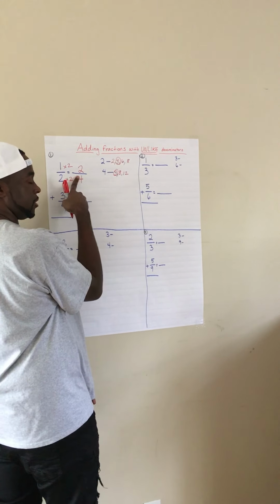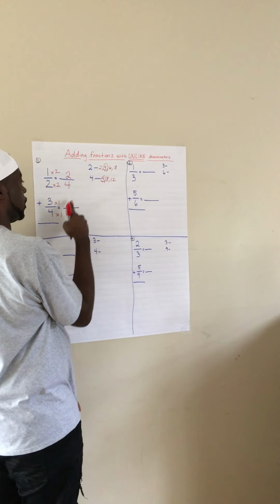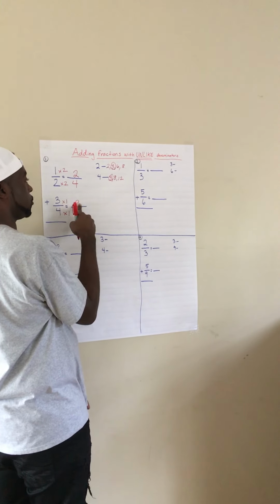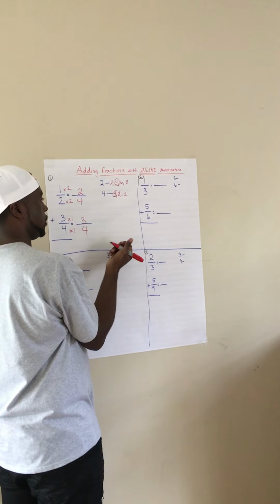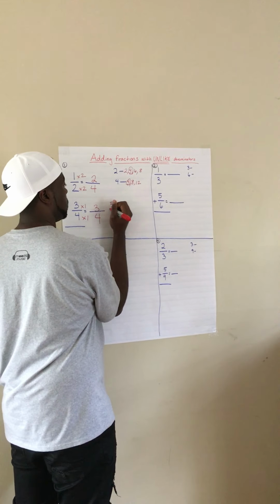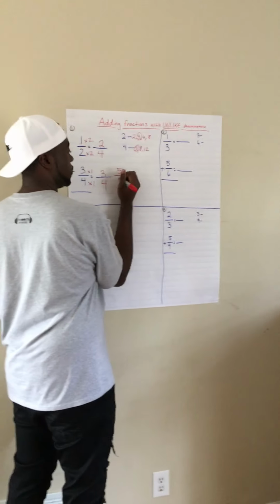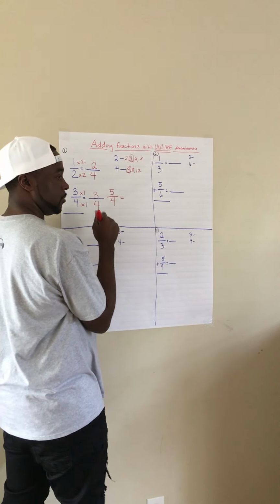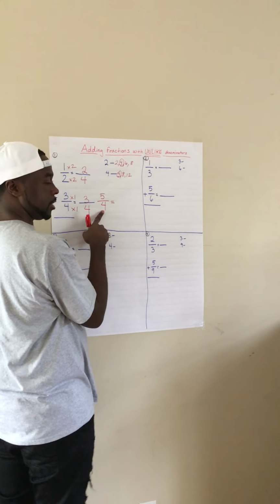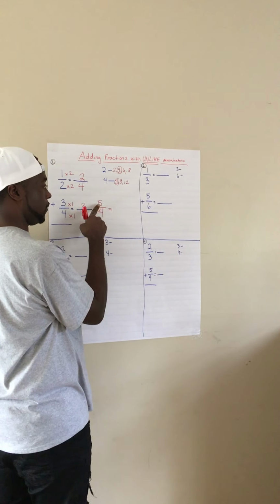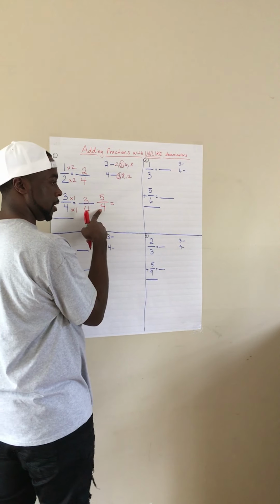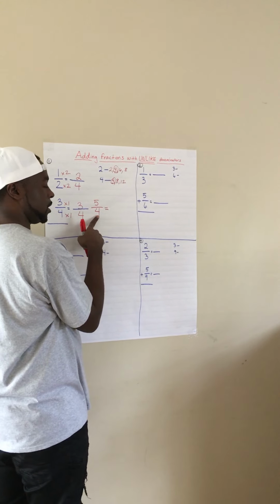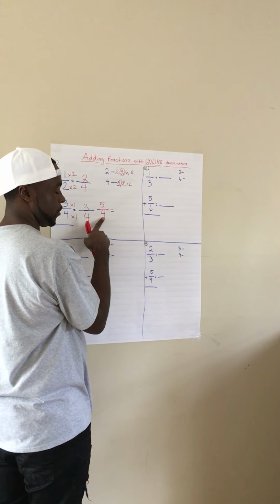Now our denominators are the same, so now we can add it. All we got to do is add our numerators. 3 plus 2 equals what? 5. And remember, we keep our same denominator, 4. 5/4 is the answer we get from adding. But remember, our numerator can never be bigger than our denominator. So we have to change this number into a mixed fraction.